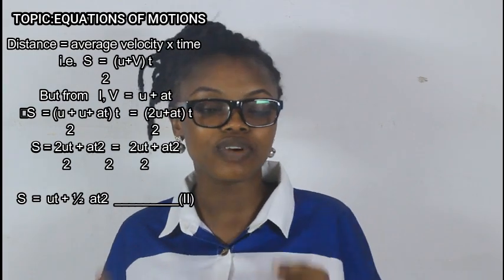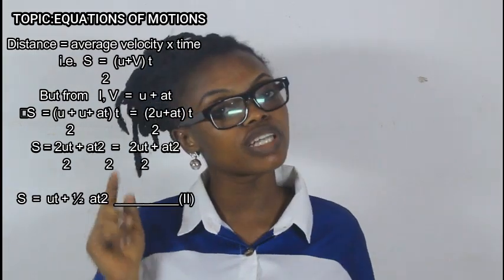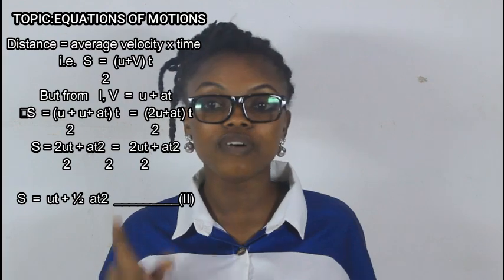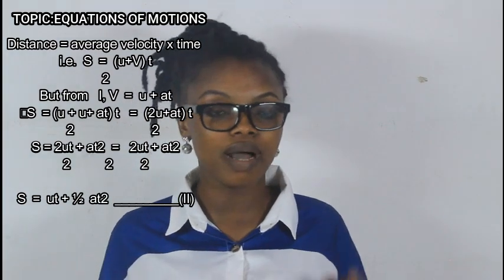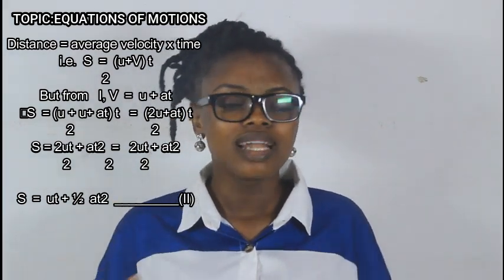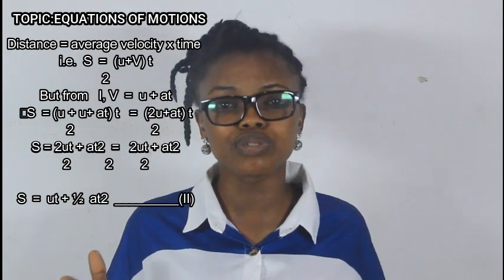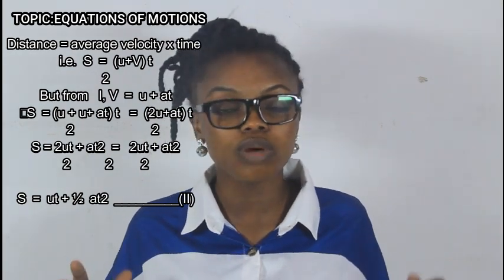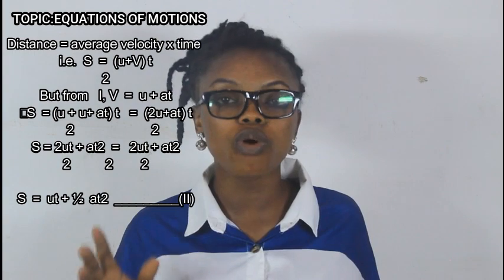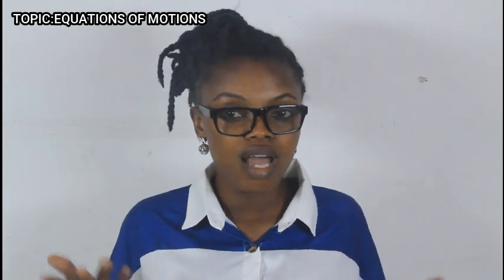Now, S stands for distance, U stands for initial velocity, V stands for final velocity, T is time, and A is acceleration. This will make it very easy for you to know how to solve some problems, some challenges in physics, once you are able to know the parameters. And what do I mean by the parameters? The S, U, V, T, and A, and you know what they stand for.